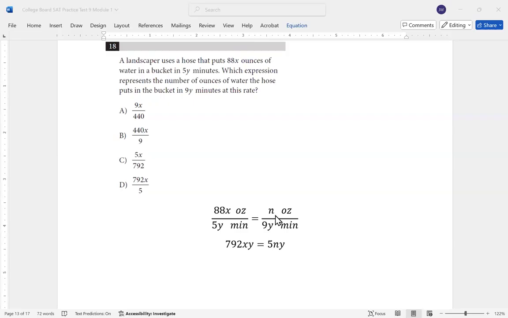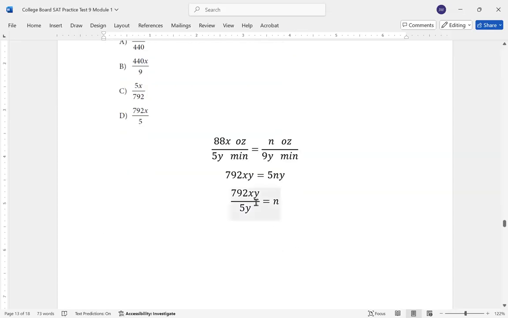Remember, the goal here is to solve for n, figure out what this n number is. So what we're going to do is we're going to take 792 times xy and divide that by 5y. That'll give us our n. And as you can see, the y's will cancel out. And so we'll get 792x divided by 5 as the number of ounces of water that we will put in 9y minutes.